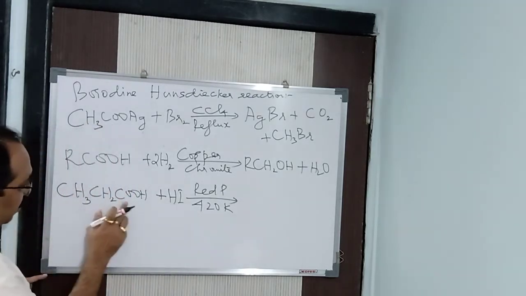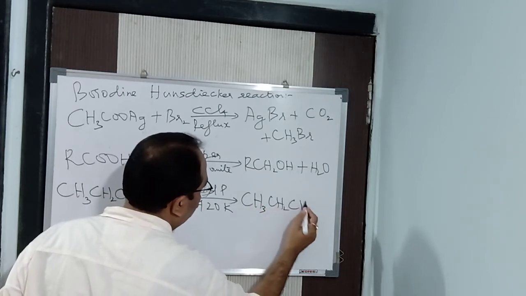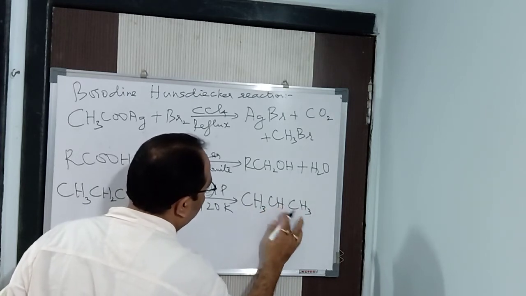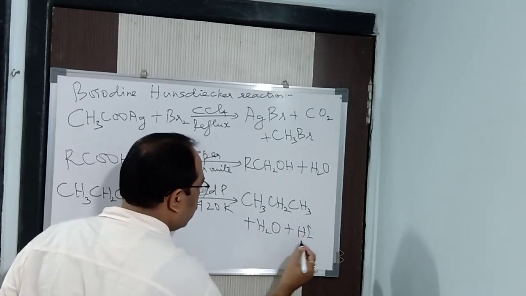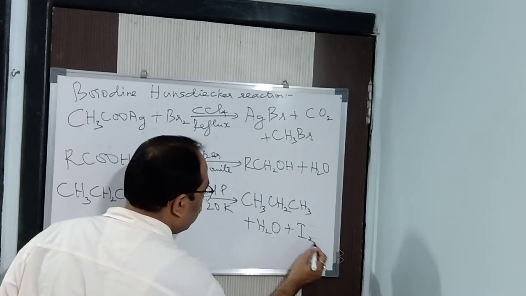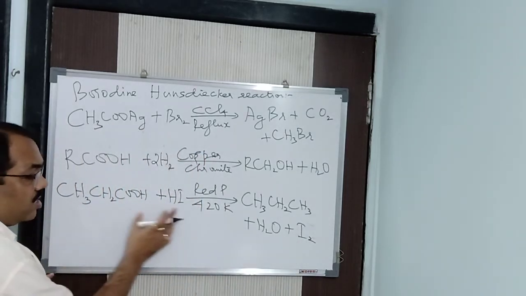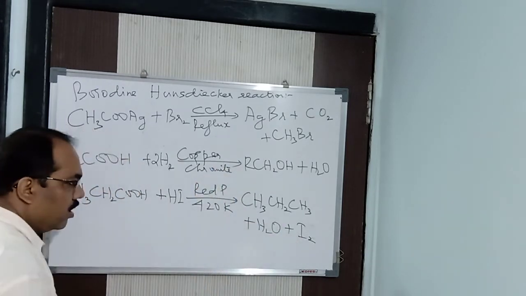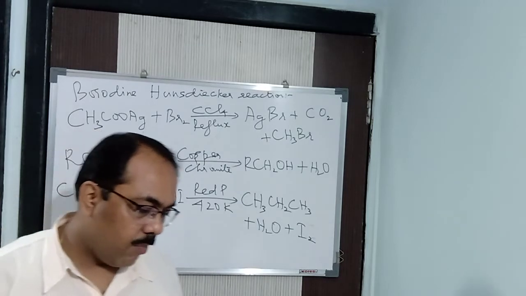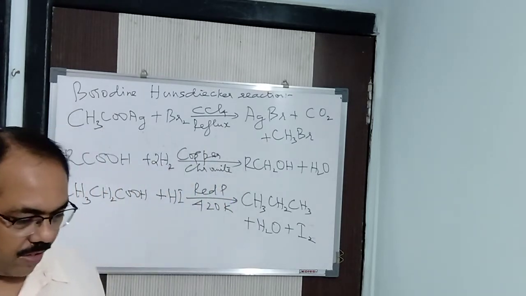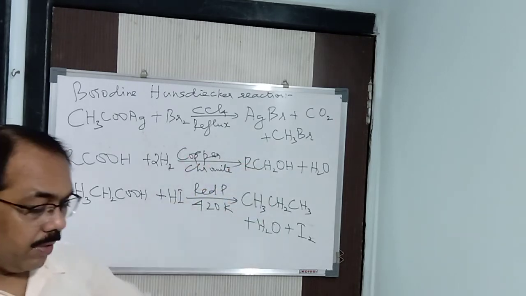So how many carbons are there here? 3 carbons. So what will you be getting here? CH3CH2CH3. That is propane you are going to get. Plus H2O plus I2. Because a reducing agent reduces this compound but itself gets oxidized. So itself loses hydrogen and forms I2. Then you can balance it. You can put the hydrogen and see how many hydrogen is required and accordingly you can do it. So this is complete reduction.